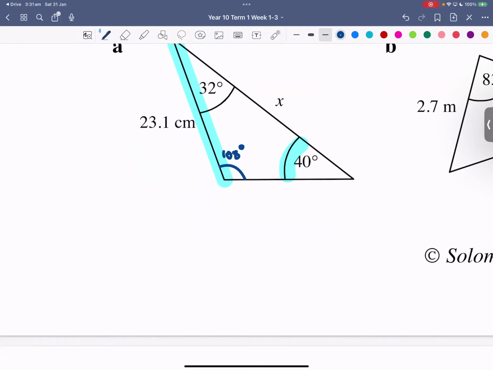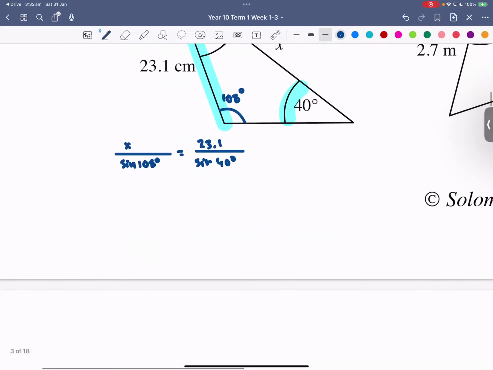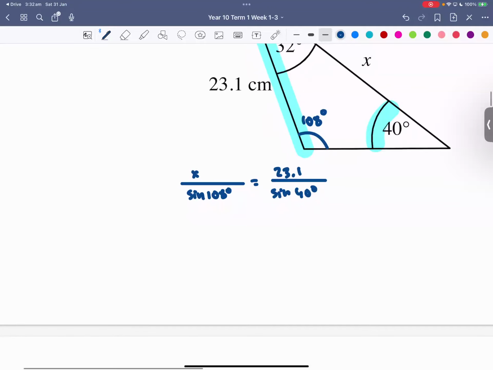I like to keep the unknown on top, so it's easy if I just write x divided by, what's opposite that one? 108. x divided by sine 108 degrees equals, and then I did the side on the top, 23.1 divided by sine 40 degrees. Side divided by sine of the opposite angle equals side divided by sine of the opposite angle. So then we get x equals 23.1 sine 108 degrees all over sine 40 degrees.